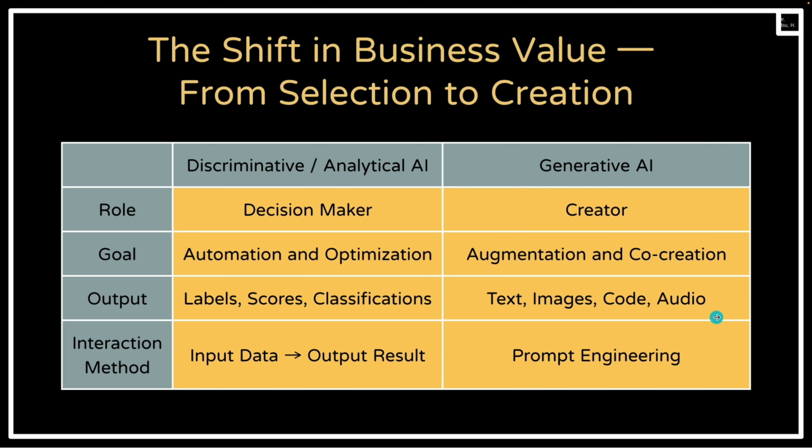So this table tells us that the business value of AI has expanded. AI is no longer only about helping us choose better. It is increasingly about helping us create faster, explore more options, and collaborate with machines in new ways.